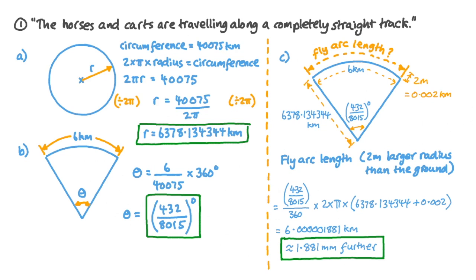If we assume they're travelling along a 6-kilometre arc around the Earth, then the fly will be travelling maybe 2 metres off the ground, so we'll be travelling on an arc with a slightly larger radius from the centre of the Earth than that of the ground. It turns out that the starting points will be nearly 1.9 millimetres further apart at a height of 2 metres than on the ground. This is negligible over a distance of 6 kilometres, especially when you consider how difficult it would be to measure the distance between the horses' noses when they keep moving their heads anyway. We'll ignore it.